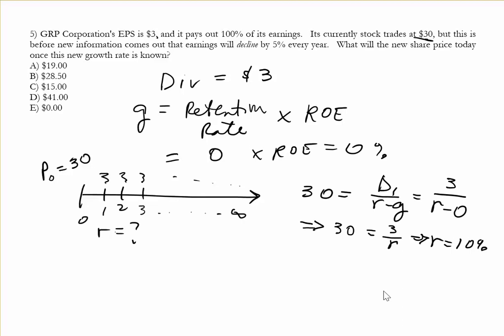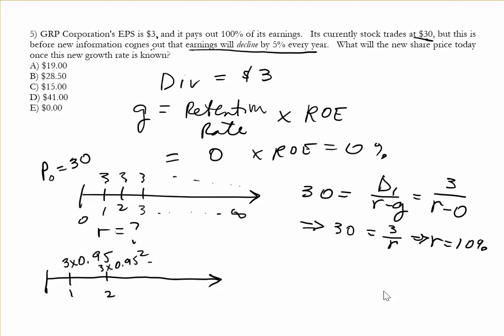Now, that price is before the market has come to believe now that earnings will start declining by 5% a year. And if they're paying everything out as dividends, that means that the dividends will be declining by 5% every year. So now we have a situation where the first year's dividend is 3 times 0.95, 1 minus 0.05, and each year's dividend will keep declining. Now each year the dividend is still positive, it's just that every year's dividend is less than the year before.